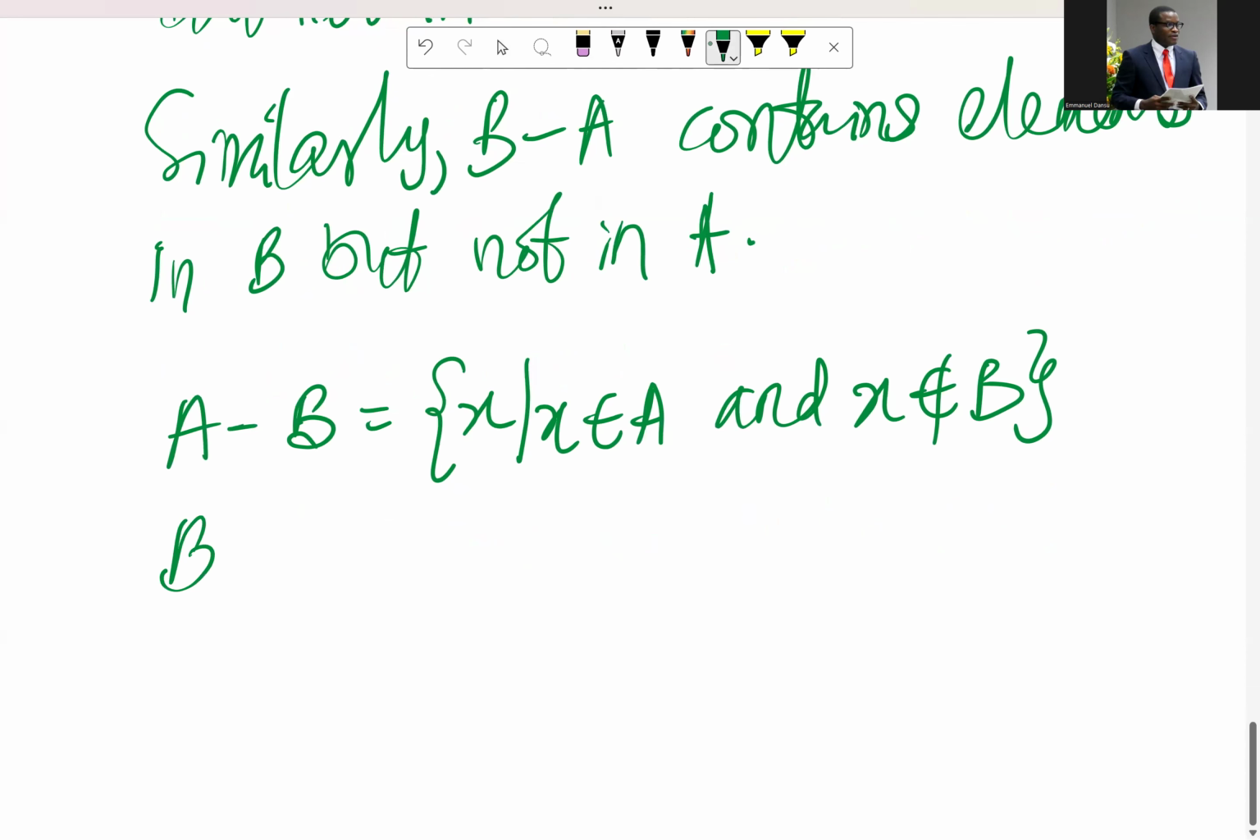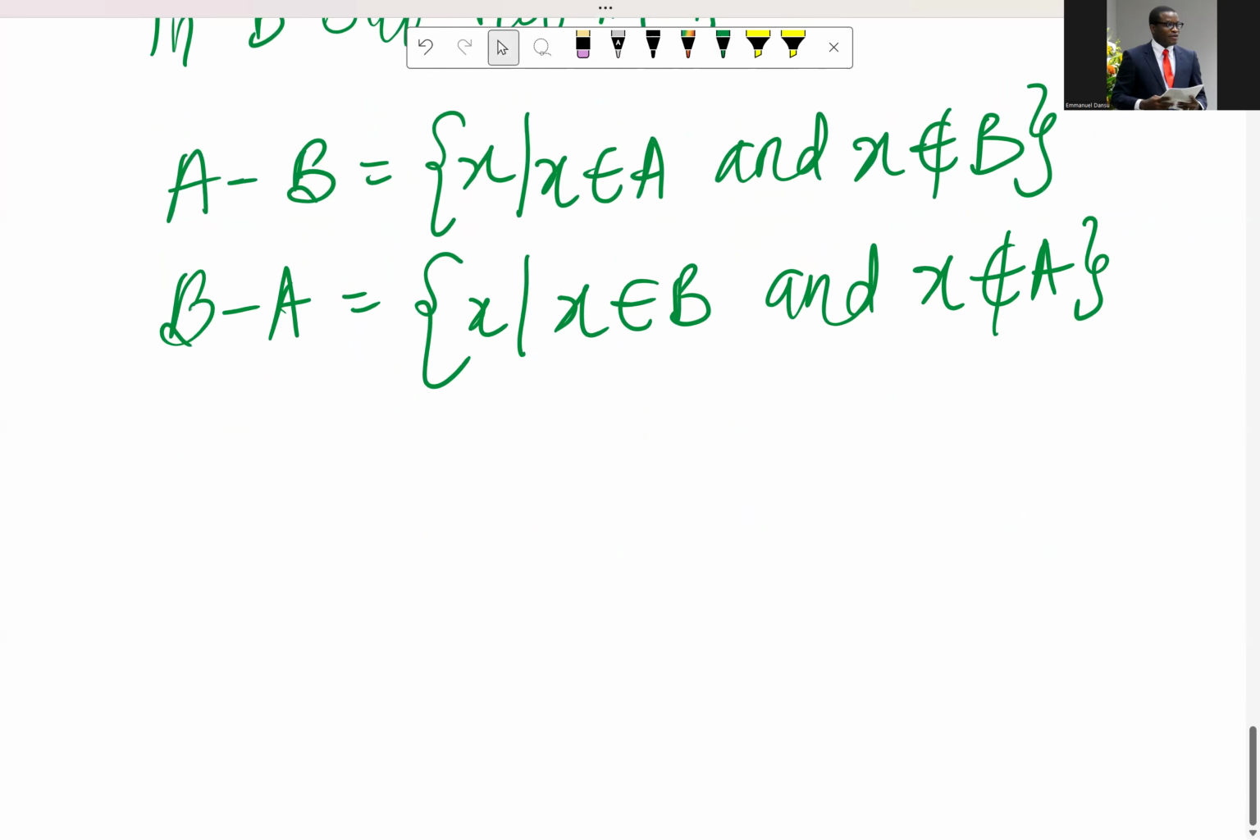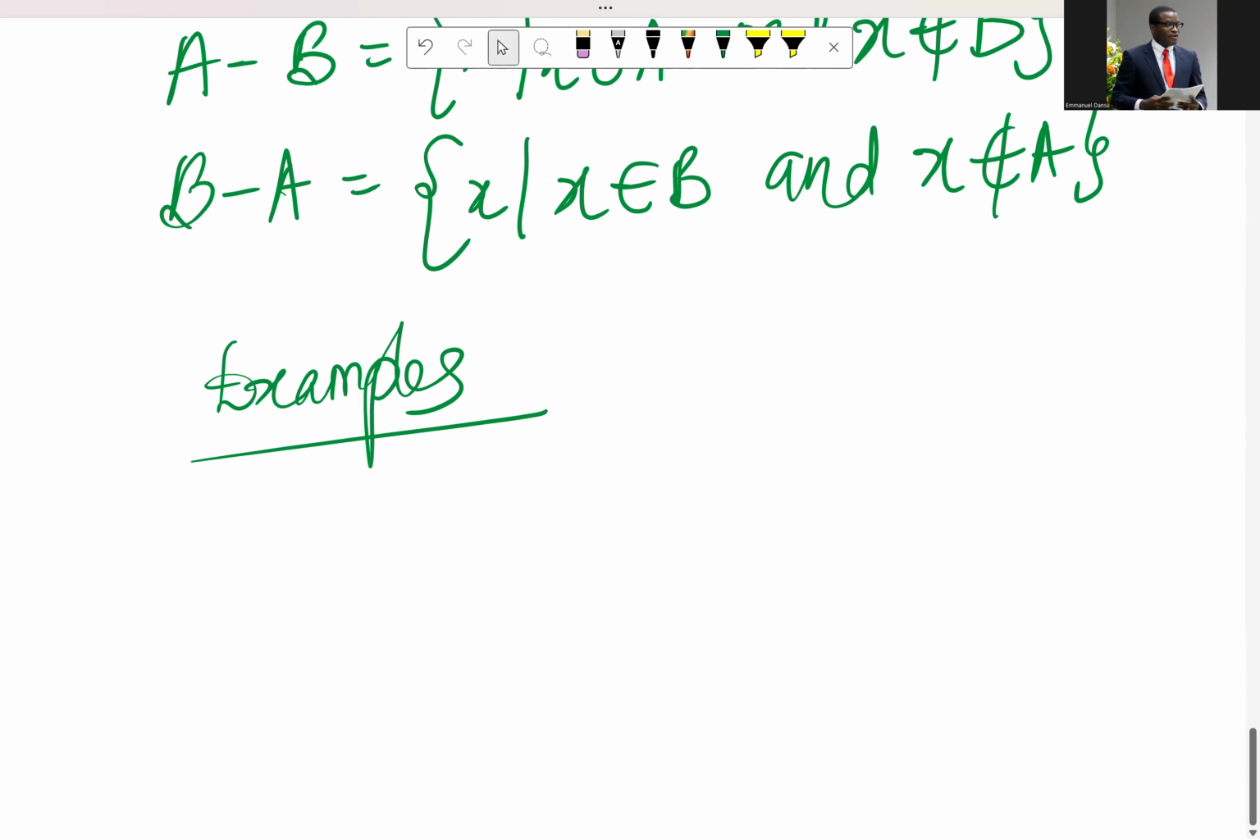In the same vein, B minus A is the collection of all x such that x is an element of B, is a member of B, and x is not a member of A. So that is the idea of difference. Now, to drive this point home, let's talk about some examples.